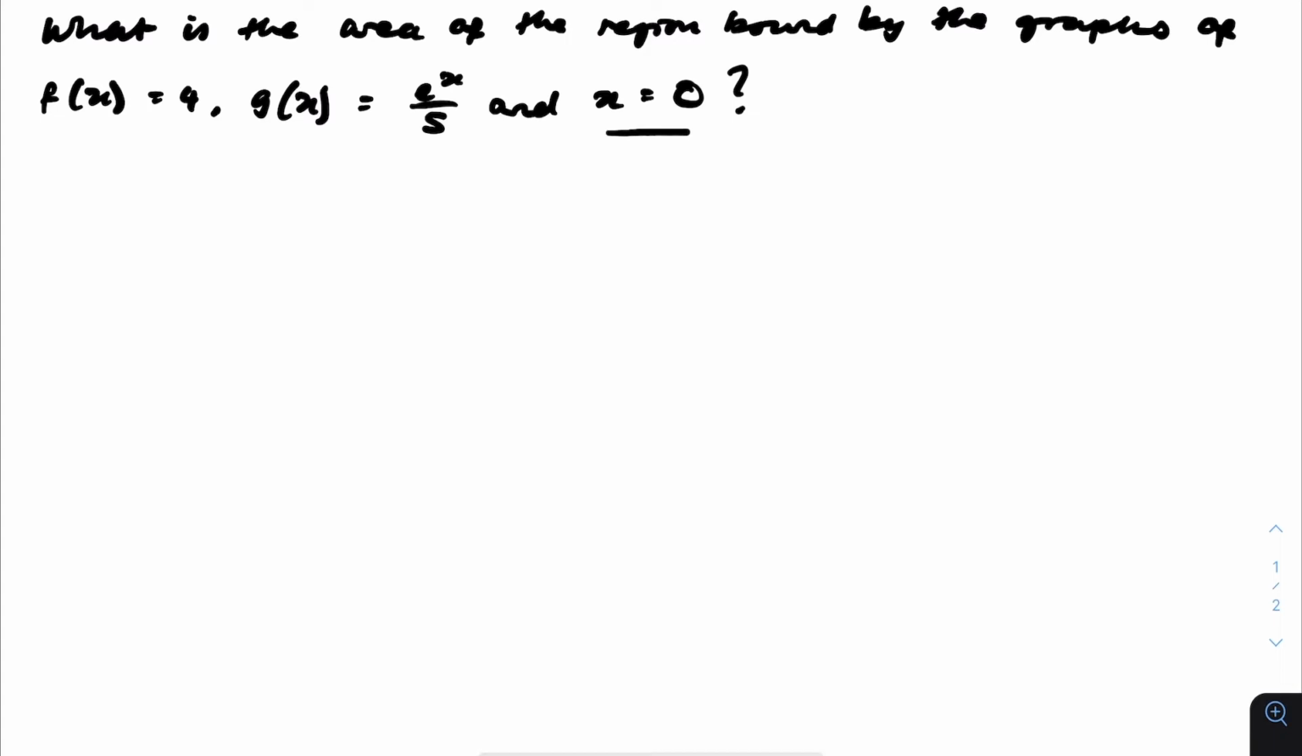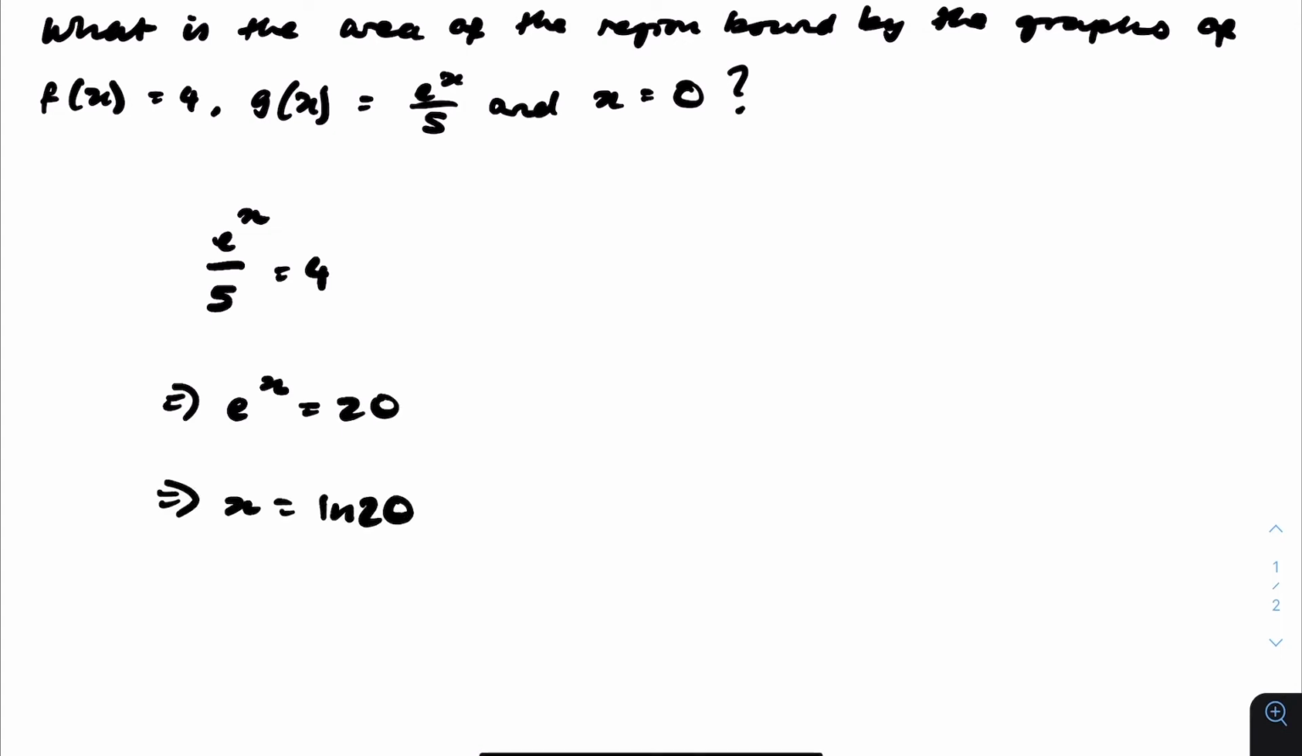So the x equals 0 is just one of the boundaries, or one of the so-called "intersections" that you will need. However, the other intersection can be found by equating the two other functions. So equating f of x with g of x gives us e to the power of x over 5 is equal to 4. So e to the power of x is equal to 20. So x is equal to ln 20, which is approximately equal to 3. But we can't use x equals 3 since that's not very specific, so we're going to be using x equals ln 20 instead.